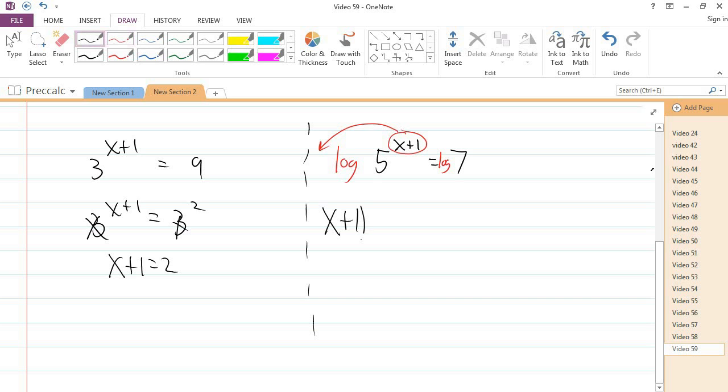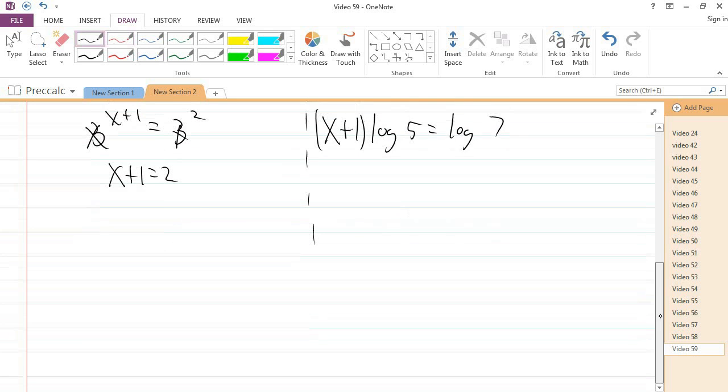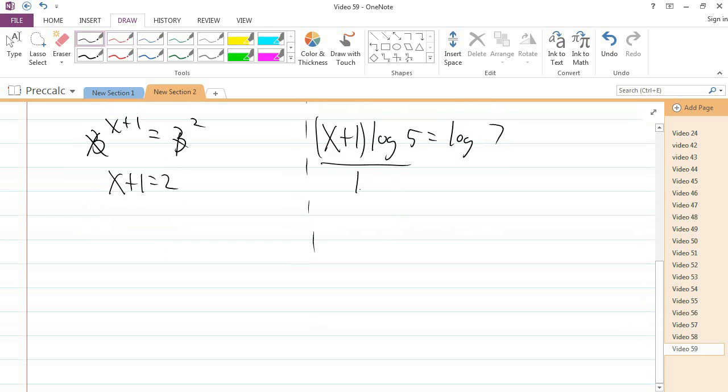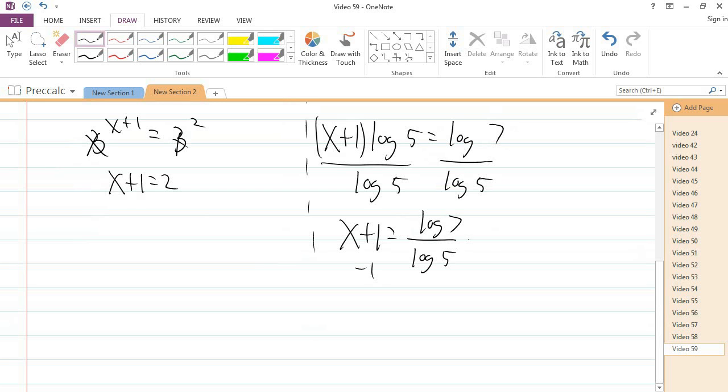(x plus 1) times log of 5 equals log of 7. And then I can just solve for x. Divide log of 5 to the other side: log of 7 divided by log of 5. Subtract 1. And I'm going to have my answer.